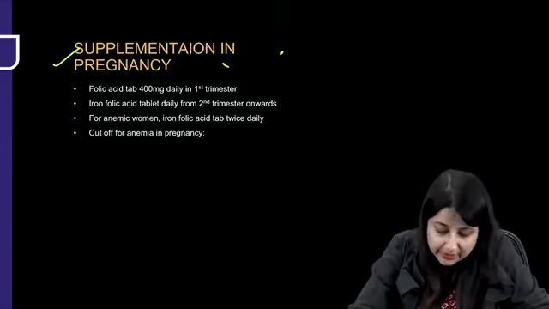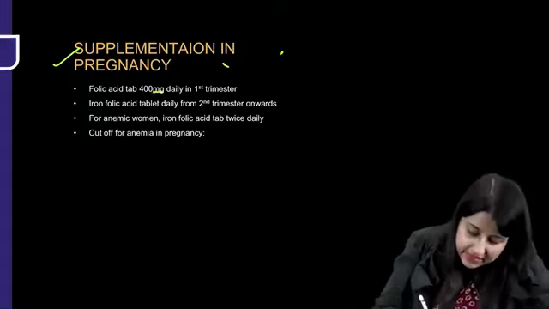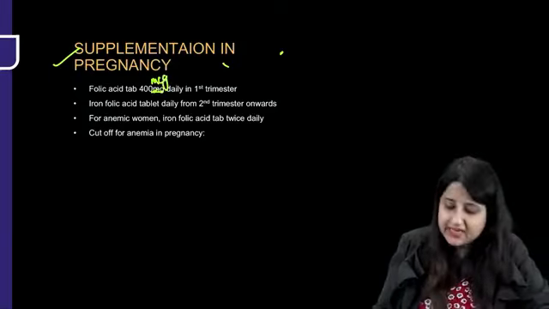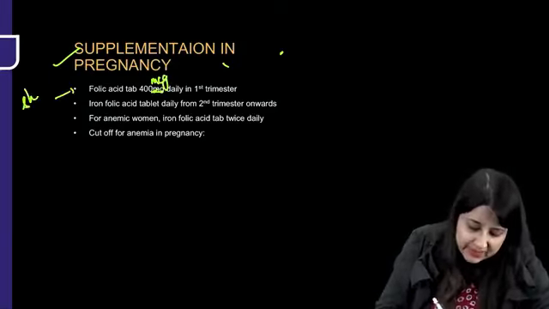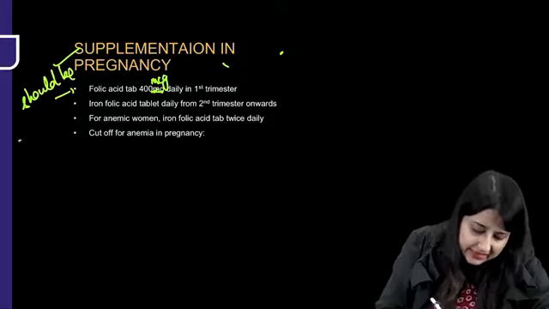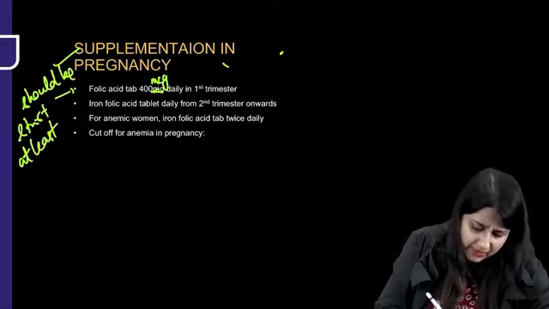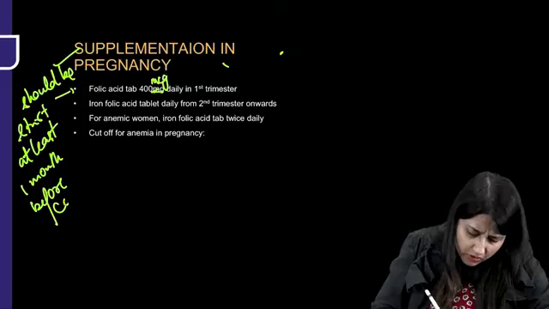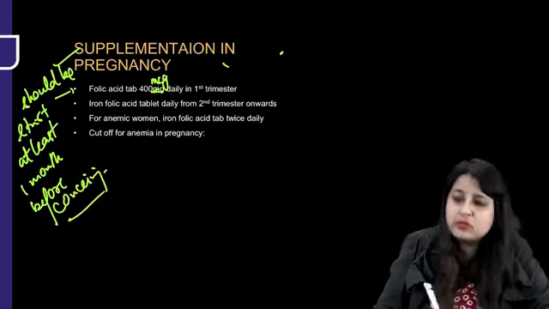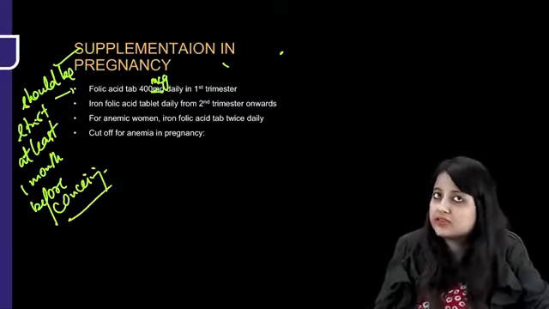Now let us look at some of the supplementations in pregnancy. According to WHO, for folic acid, how much should be given? 400 microgram daily in the first trimester. And technically, folic acid should be started at least 1 month before conceiving, and that is how much? 400 microgram daily in the first trimester.